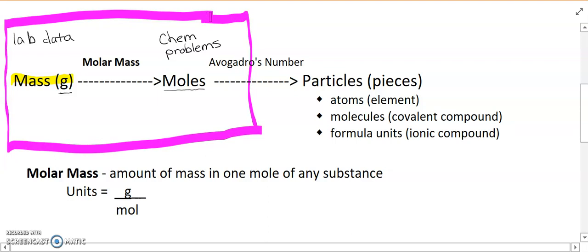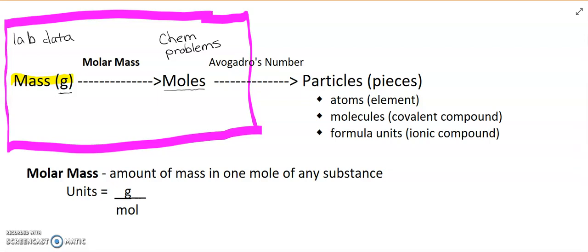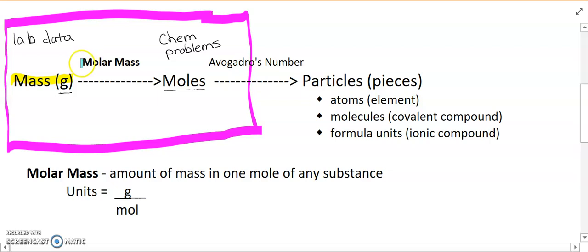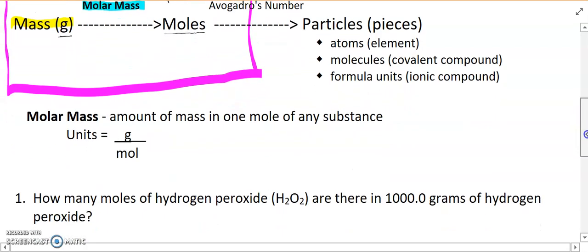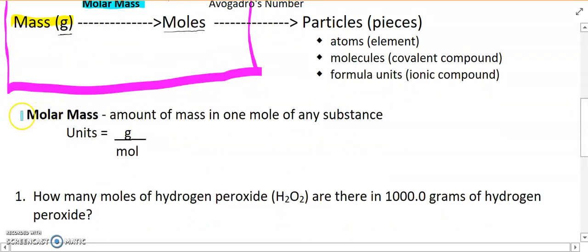So when we take a look, what do we use to be able to convert between mass and moles? Well, we use a concept known as molar mass. Now, in a previous video, we talked about what is molar mass. Well, molar mass is going to be the mass of 1 mole of any substance.